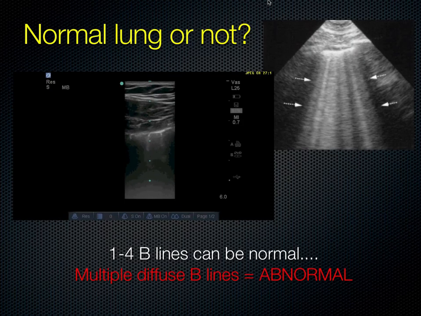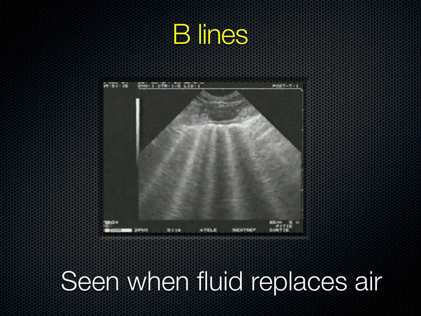But if you have multiple B lines that go all the way to the edge of the screen and obliterate the A lines, then that is not normal. And more than 5 in an area is very much correlating with extravascular lung water or pulmonary edema.